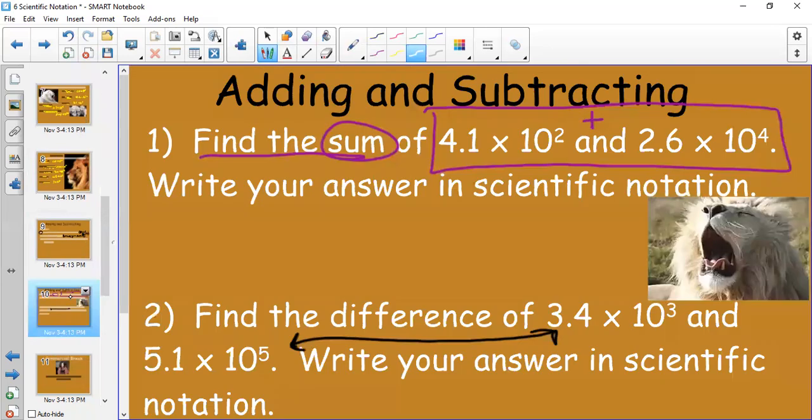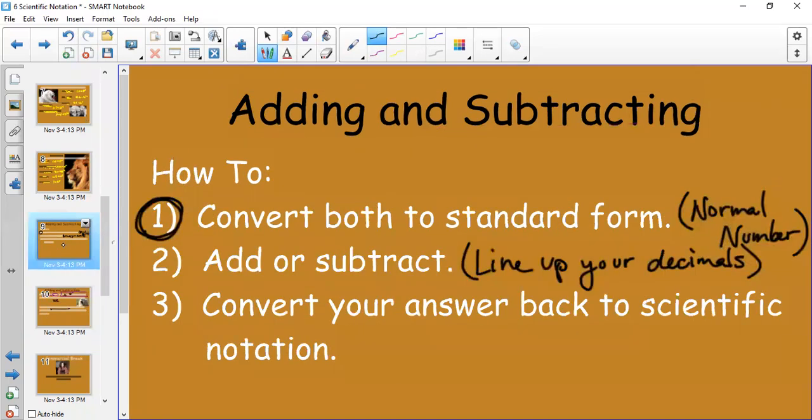Okay, so again, I'm going to follow my rules of changing them both into normal numbers. Since this was a positive 2 exponent, I'm going to move it 1, 2 times. And I would fill in a 0, so that is the number 410. And I'm going to put the decimal place there because if you remember, step 2, I have to line up my decimals. It's really, really important.